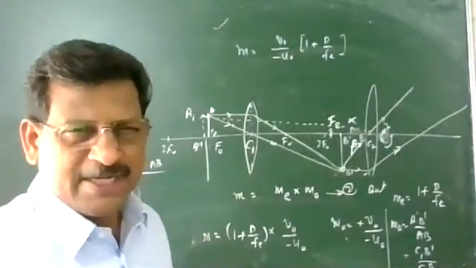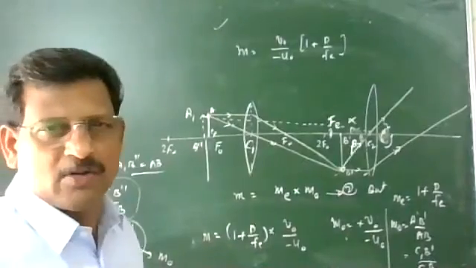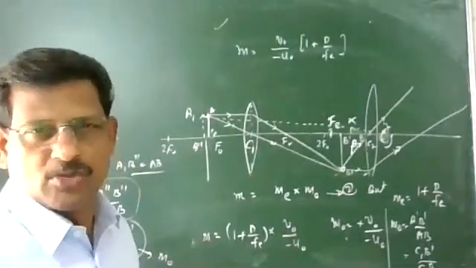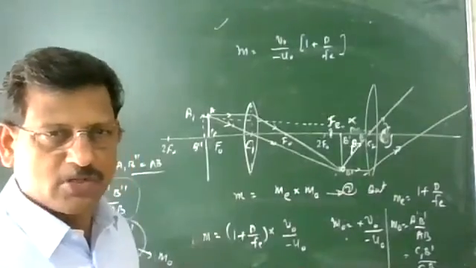So u naught, the object, is just beyond the focus. That may be given to you. V naught you can calculate by knowing the focal length. Now, as a special case, what I am going to say, the special case.